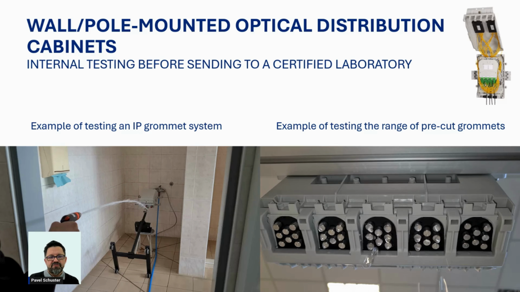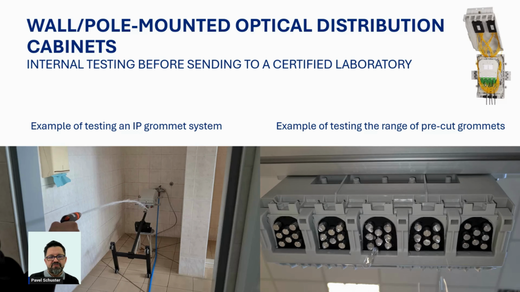But before I go on, I just made a few videos of how it is done internally before it goes to the certified laboratory. The first video is an example of testing for an IP grommet system. It means we are testing, in this case, whether grommets are resistant to water. Let me put the video on. You can see it's splashing or spraying water on a grommet system under certain pressure, and that's how it is done in many factories.